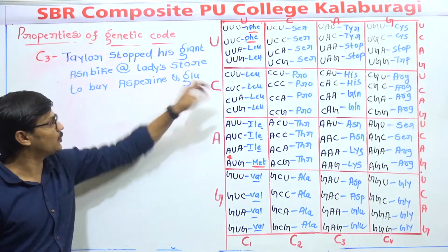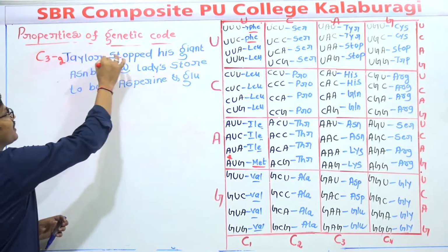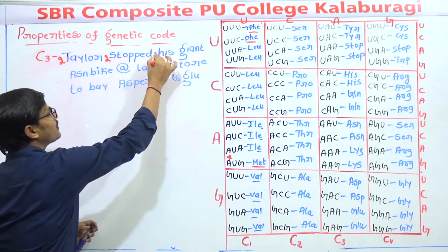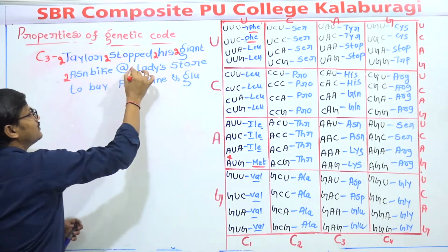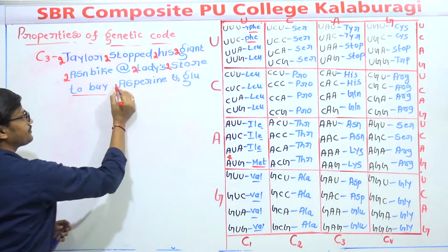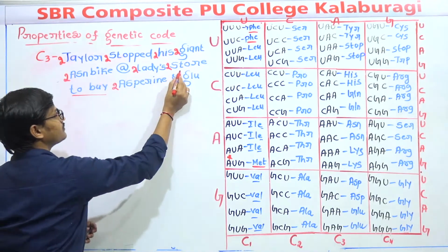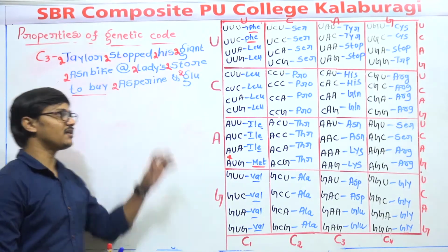Actually, it is "and" glue. You have to write 2 for every word, 2, 2, 2. This one is not necessary. Now let us see what is the actual meaning of this statement.